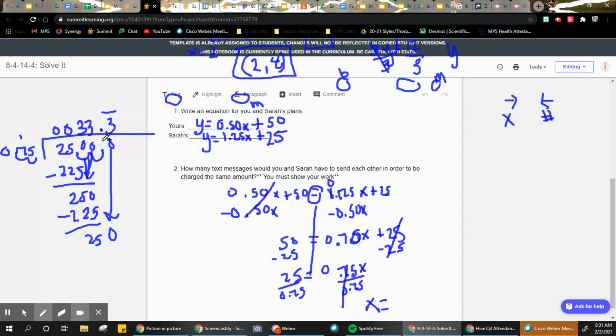So I can't send 0.3 repeating of a text message. So it's going to take 33 text messages for them to be about the same price. Okay, so your answer is going to be 33 texts.